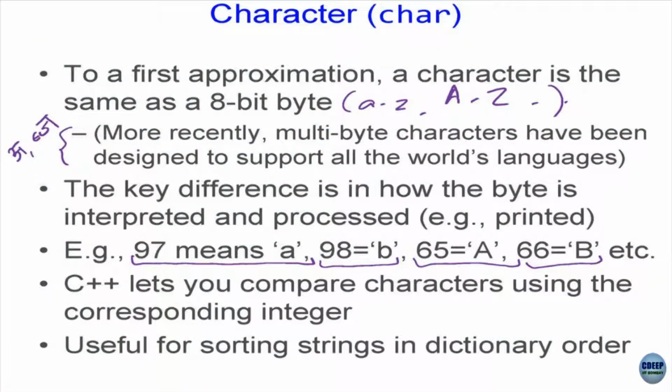So you can also compare characters. Why? Because you're dealing with their underlying representation as an integer sequence of bits. So you could, for example, use this property to do alphabetical sorting of names in a dictionary.